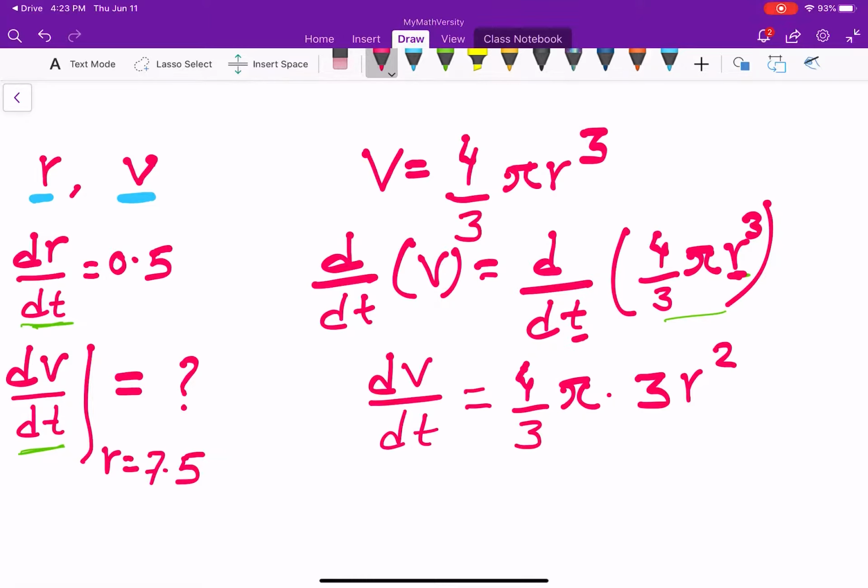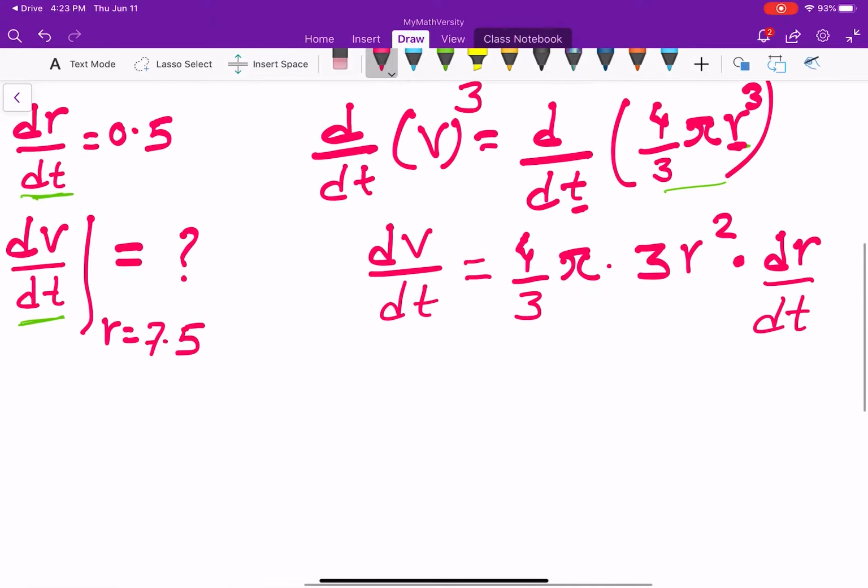Use the generalized power rule, because r is a function of t, right? The radius was changing with respect to time, so that's why r is a function of t. In that case, we use the power rule: bring the power down, write down r as it is, subtract the power by 1, but also don't forget to multiply by the derivative of r with respect to t. That is the derivative of r cubed. All right, 3r squared times the derivative of r with respect to t.